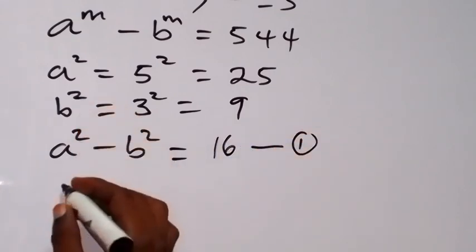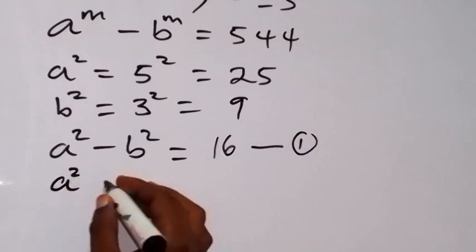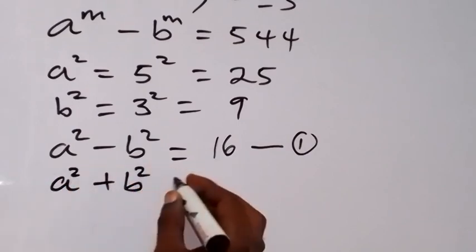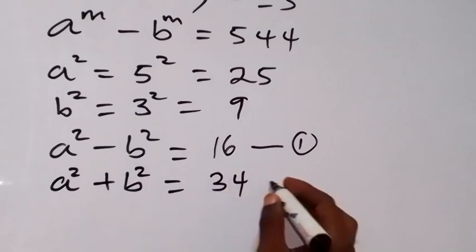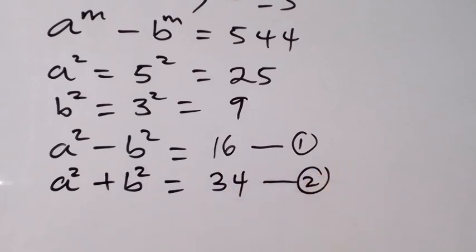And also let us add it. We have a squared plus b squared. So when we add 25 plus 9, that will give us 34. Let's name this one as equation 2.